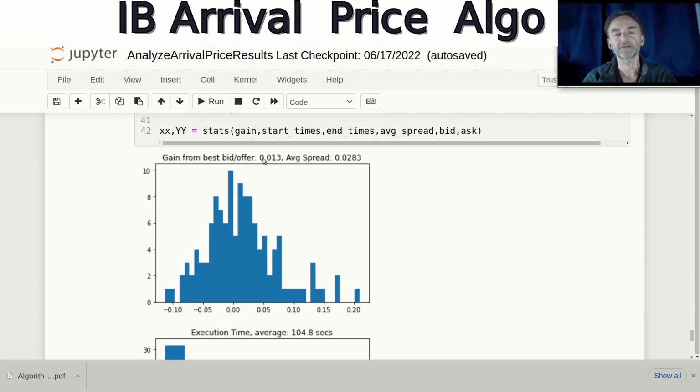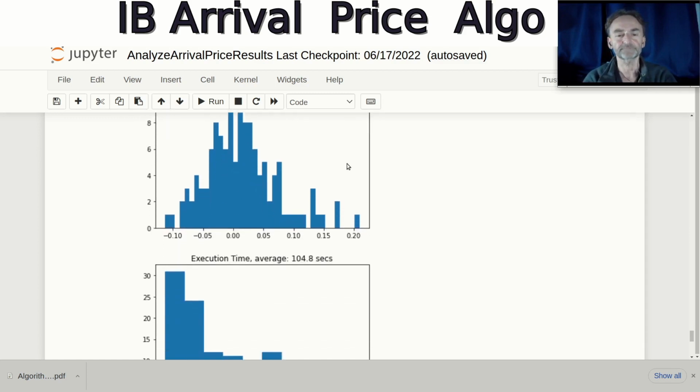And overall, we actually gain about 1.3 cents, as I said. And the average spread in the market is 2.83 cents. So we're not quite there at the midpoint, but we're actually pretty close overall, which is interesting.